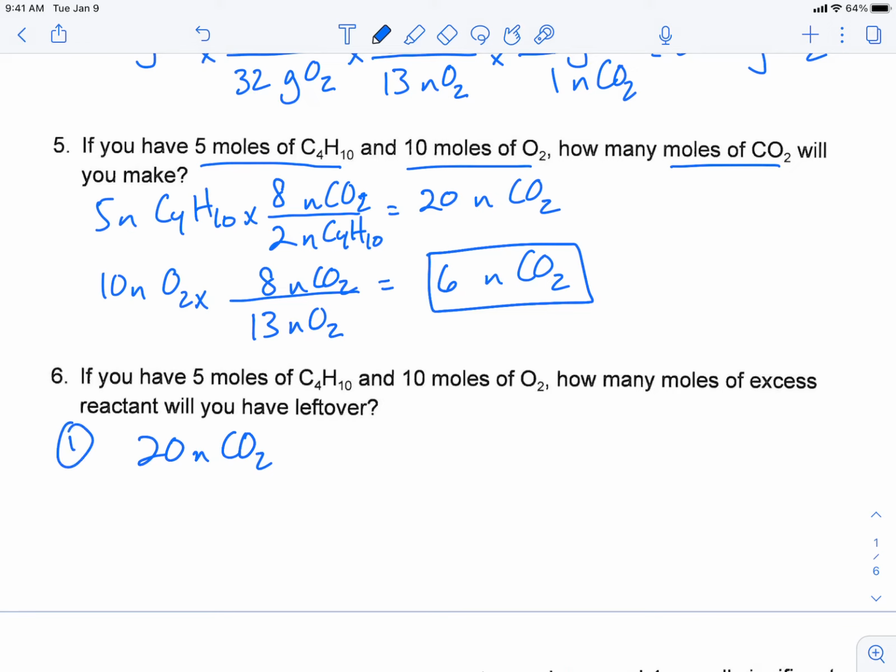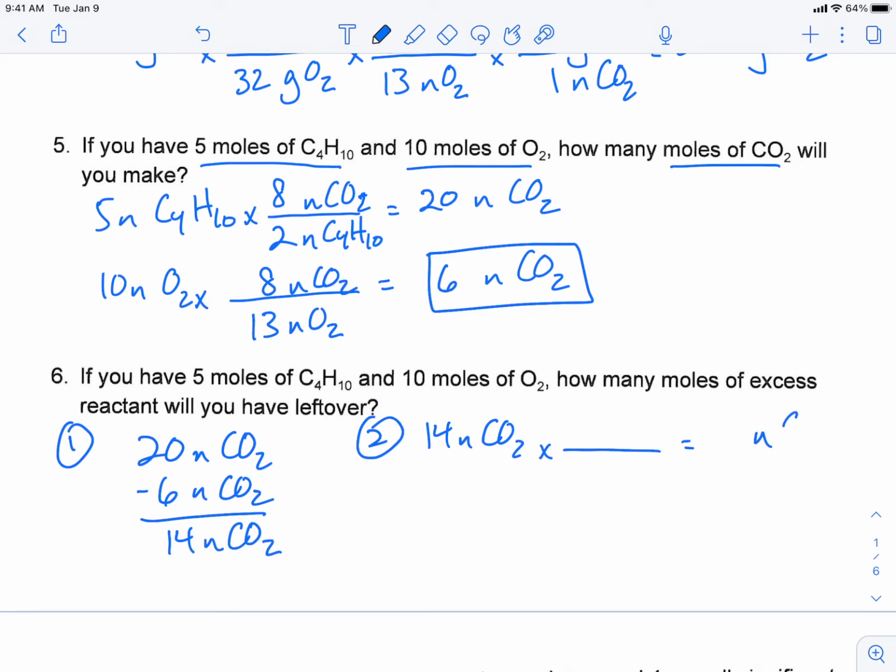This is step 1 of our process. There's always 2 steps in this. So we would have 14 moles of CO2. And then we're going to convert that from moles of CO2 to our excess reactant, which is C4H10.